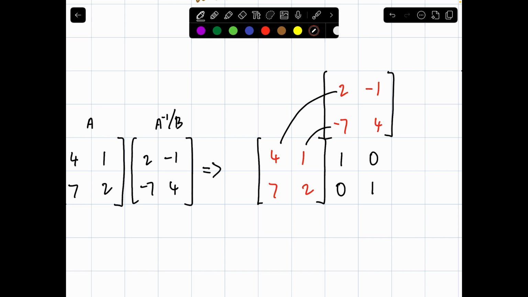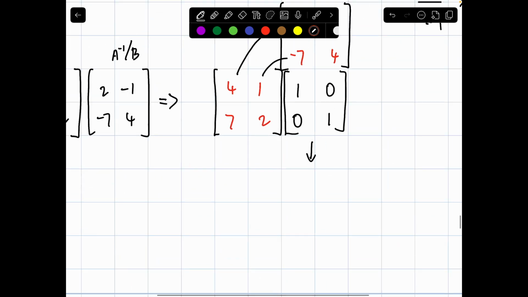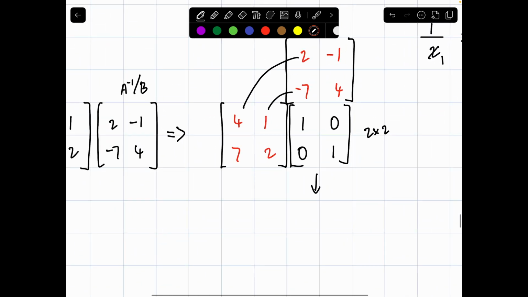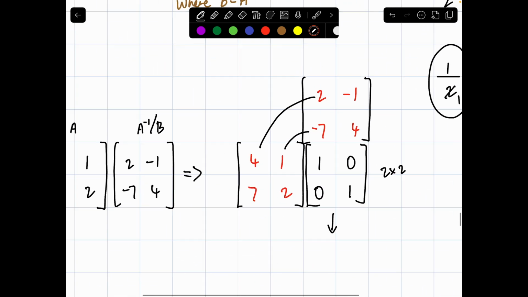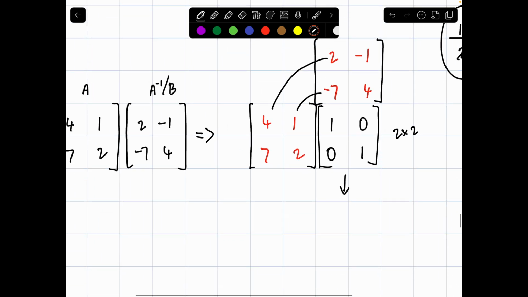For those who are familiar with the identity matrix, you would recognize this 1, 0, 0, 1 as the identity matrix for the 2 by 2 matrix arrangement. So just like how when you multiply a number by its reciprocal, you get the number 1, the same concept applies to matrices. If you multiply a matrix by its inverse, you will get the identity matrix for that particular matrix arrangement. It's actually as simple as that.